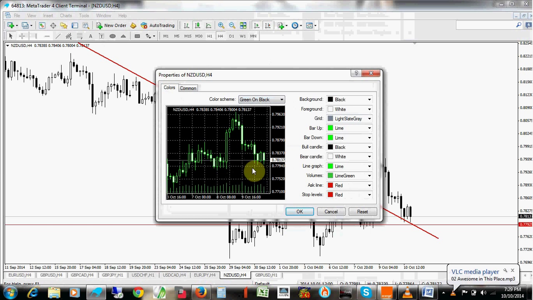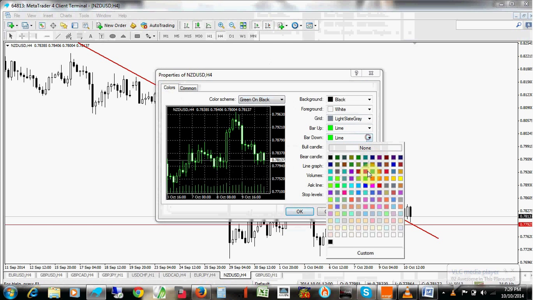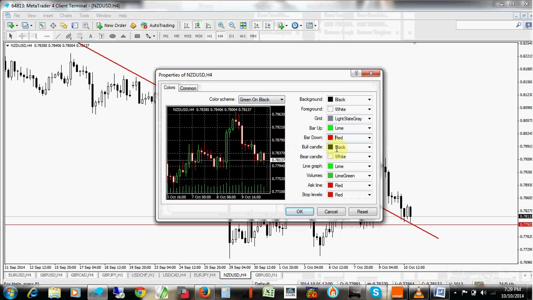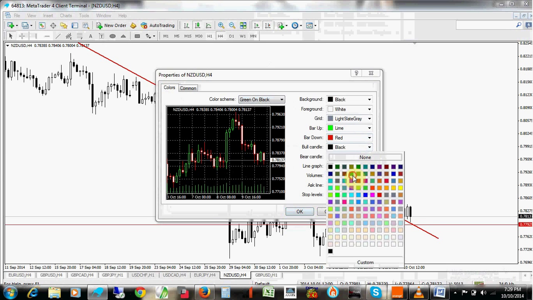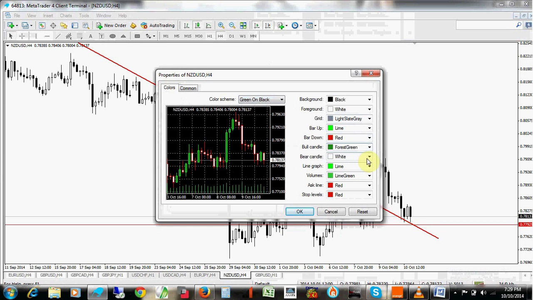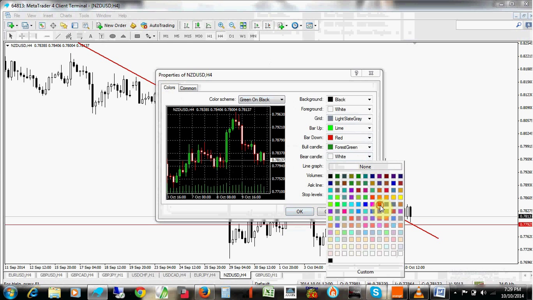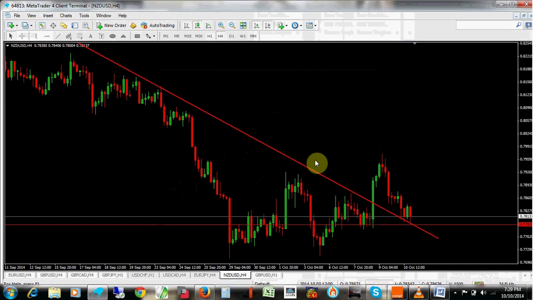Perfect. Okay, so here we go. So let's say bar up, want it to remain green, then bar down, want it to be red, then bull candle, we want it to be green, then bear candle, we want red, and there we go.